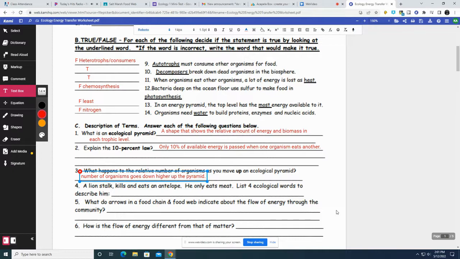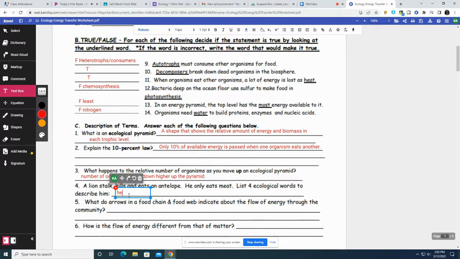But how about the top of the food chain, like a bear or a mountain lion? That's much rarer because there's a lot more plants than there are bears or mountain lions. 4, a lion stalks, kills, and eats an antelope. He only eats meat. What are 4 ecological words that can describe the lion?